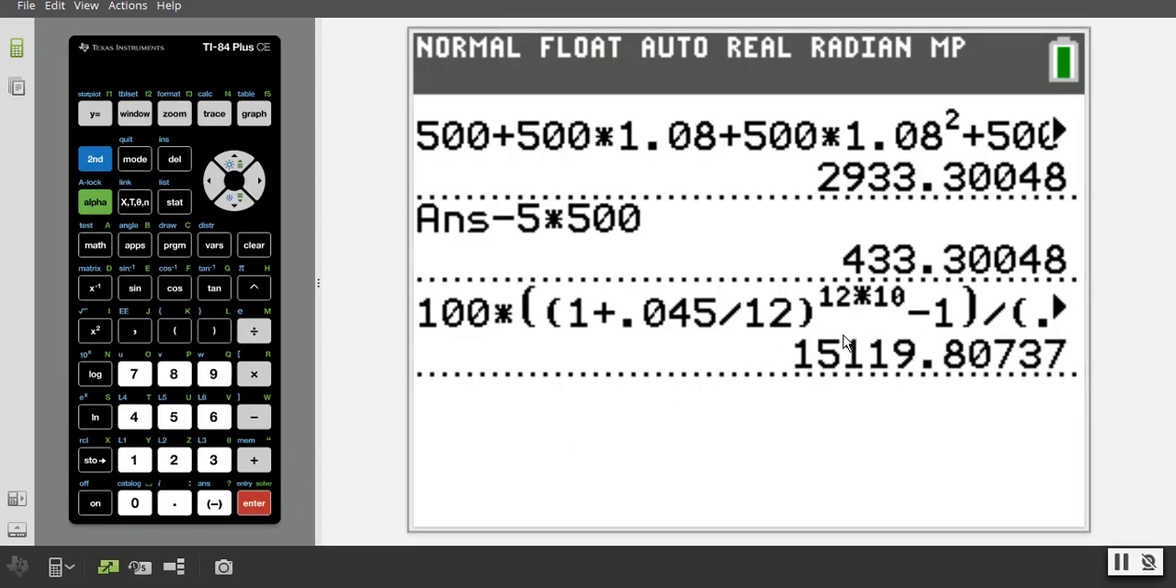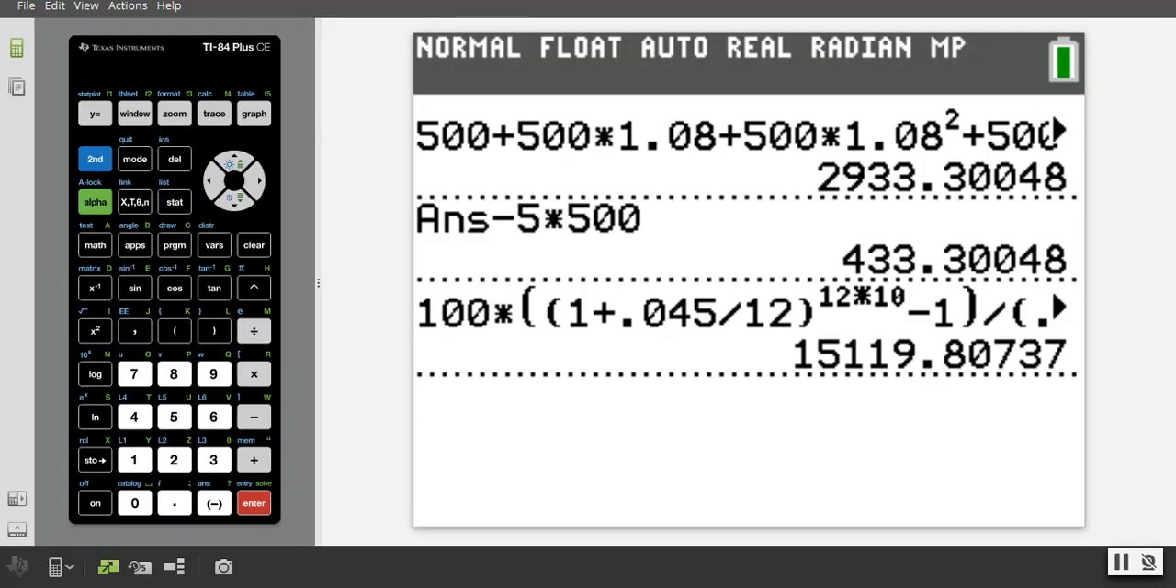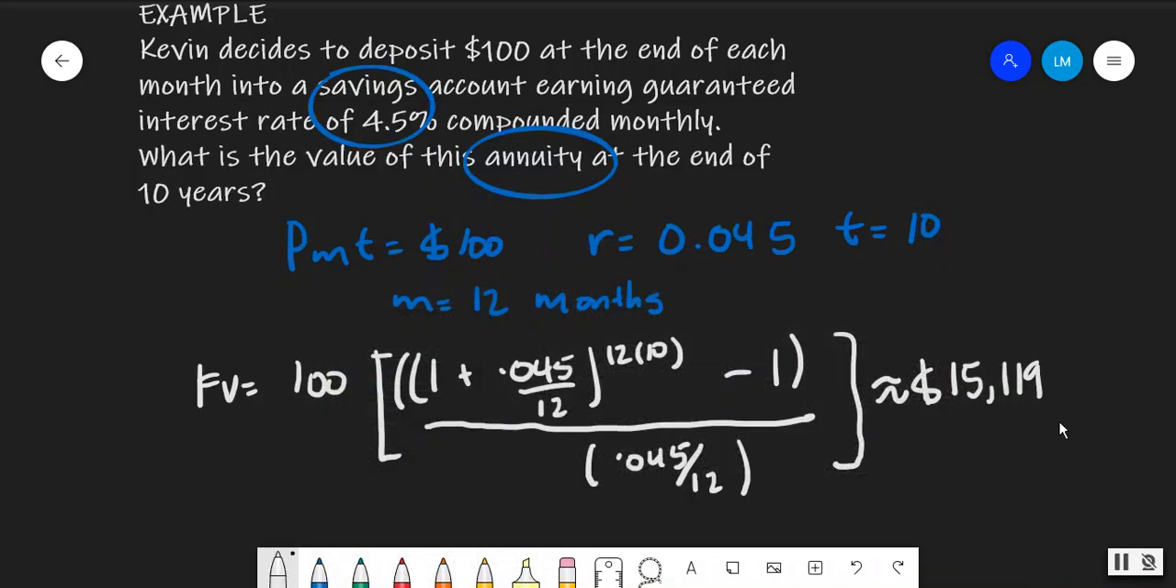Now this gives us 15,119 and 81 cents. So that's not bad when you think about it because it's monthly. You're depositing that and you probably won't even notice it. Let me see that that's correct. Yeah, 81 cents. So we round up instead of down. Okay, now that is basically the future value amount essentially.